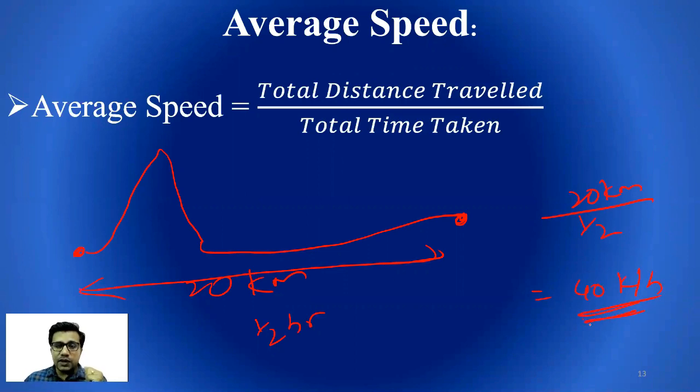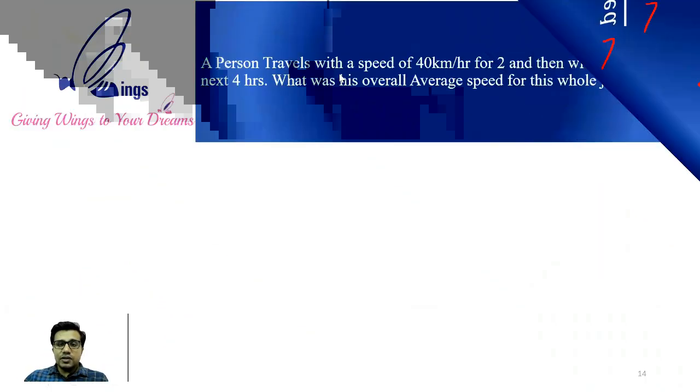This overall average speed does not depend on how we are traveling, whether we stop, what we did in between. We don't care about that. All we care about is what is the total distance traveled divided by what is the total time taken. That's all we care about. Total distance by total time.